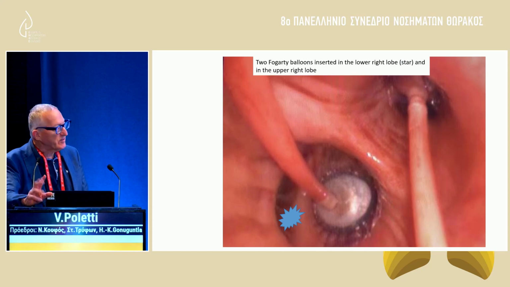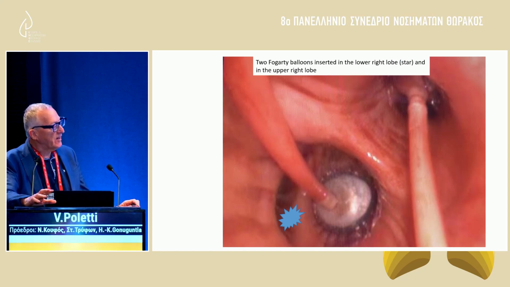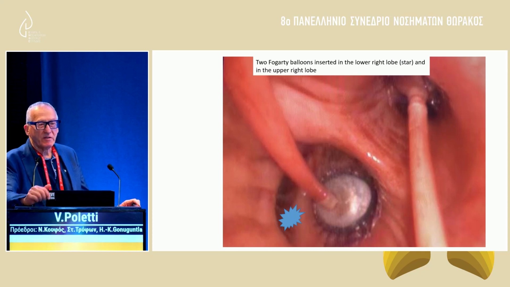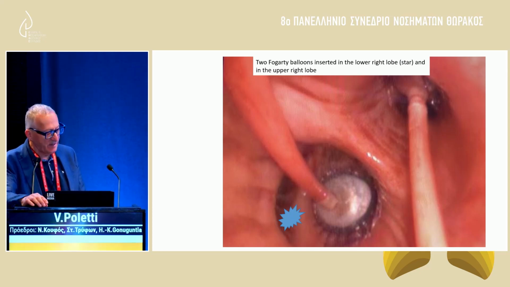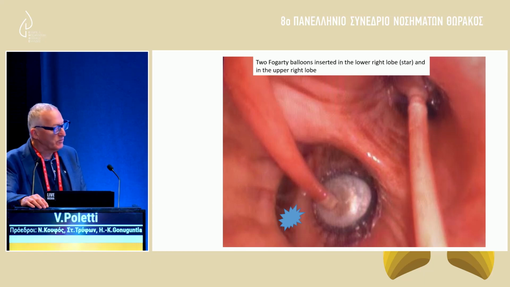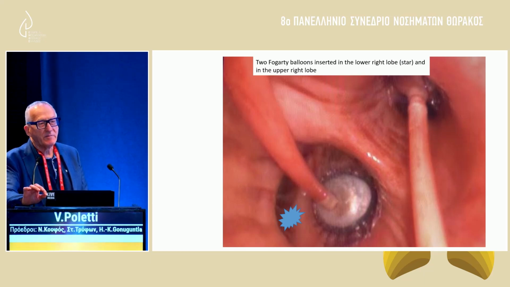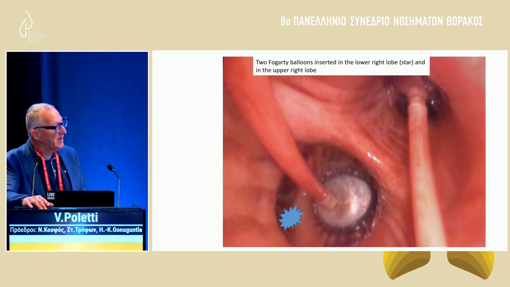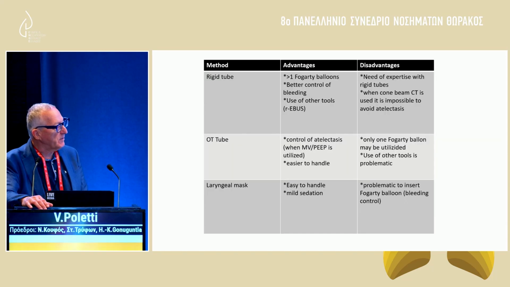Why do we use a large tracheoscope? Because you can use at least 2 Fogarty balloons. If you have biopsies in different lobes, you can use, as in this case, 2 Fogarty balloons. The Fogarty balloon is useful not only to hamper major bleeding, but also to decrease the impact of pneumothorax. We don't have hypertensive pneumothorax.